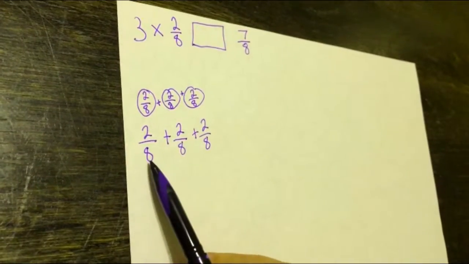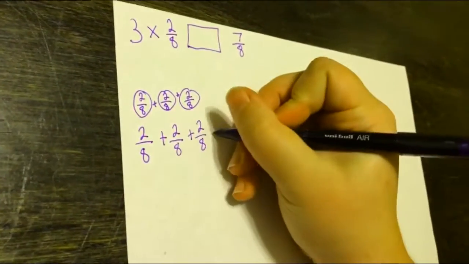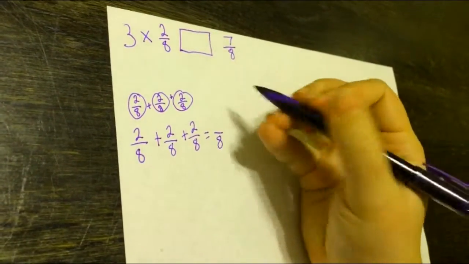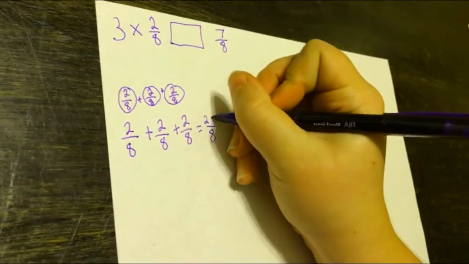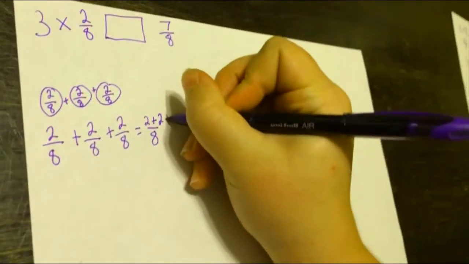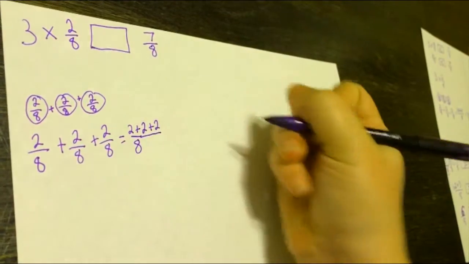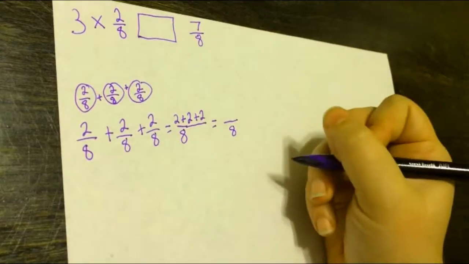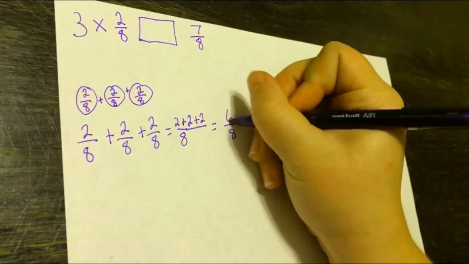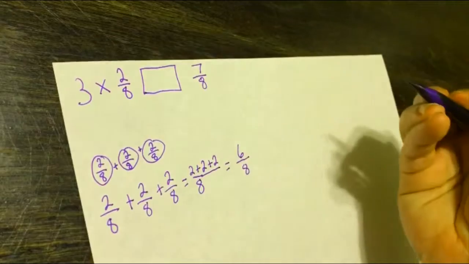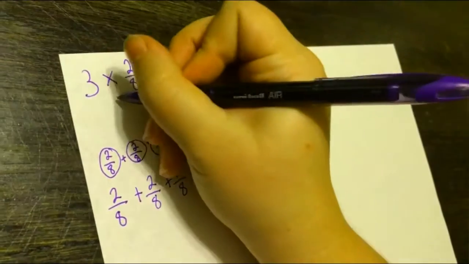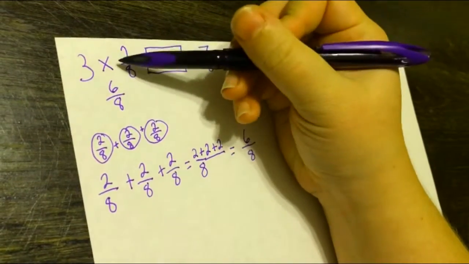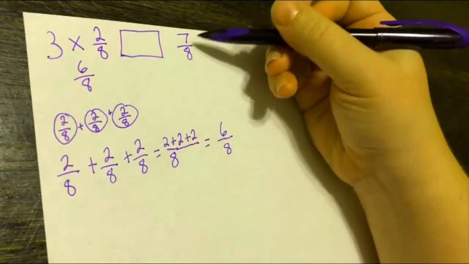When I'm looking at my denominator, the denominators are all the same. So I know my answer is also going to have a denominator of 8. And I have 2 plus 2 plus 2 for my numerator. When I solve that, I end up with 6/8. So I can go back here and make another comparison of 6/8 instead of 3 multiplied by 2/8 and compare that to 7/8.